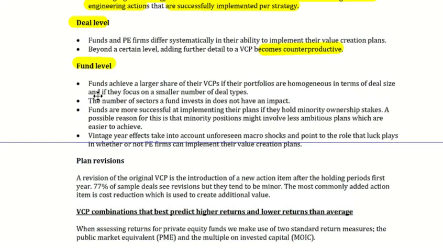Fund level. Funds achieve a larger share of their VCPs if their portfolios are homogeneous in terms of deal size. The number of sectors that a fund invests in doesn't really have much of an impact in that area. Funds are more successful at implementing their plans if they hold minority ownership stakes. Vintage year effects take into account, for example, unforeseen macro shocks. Well, it depends on which year you invested in and what happened in that year, which will have an impact on you.